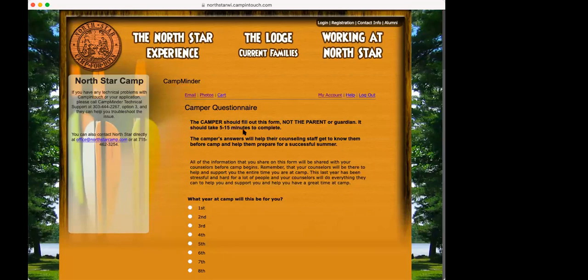So for the Camper Questionnaire, you'll see at the very top, we said the camper should fill out this form, not the parent or the guardian. It should really take them about 5 to 15 minutes, and it starts to put them in a headspace preparing for camp, letting their counselors know what some of their initial goals are as they go into the summer, what are some of the things that they're worried about or thinking about. That direct communication will be shared with their counseling team before they arrive, so that on night one they can really start supporting them in ways that feel supportive and unique to them.